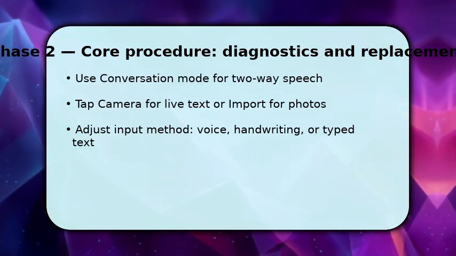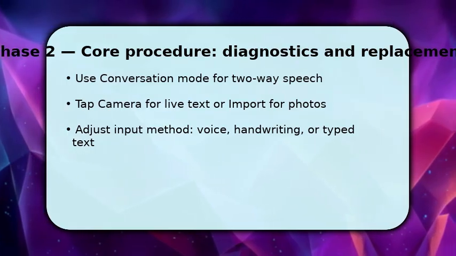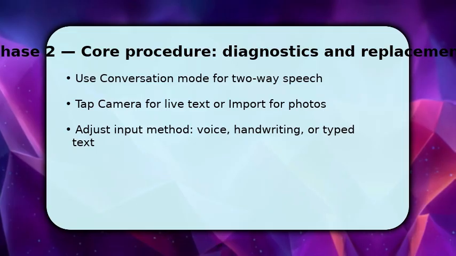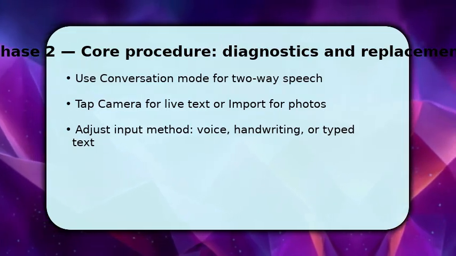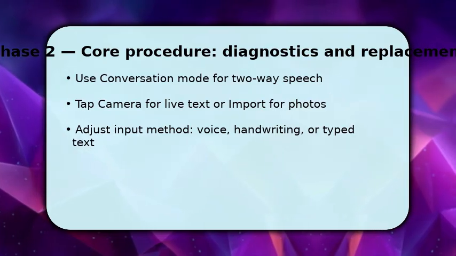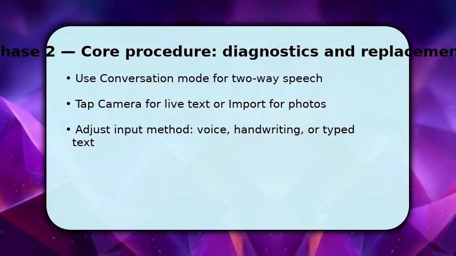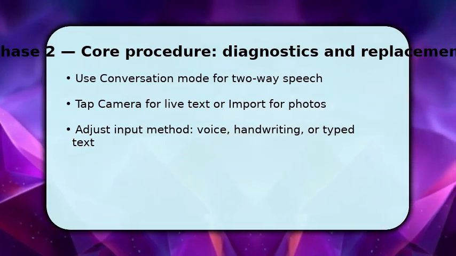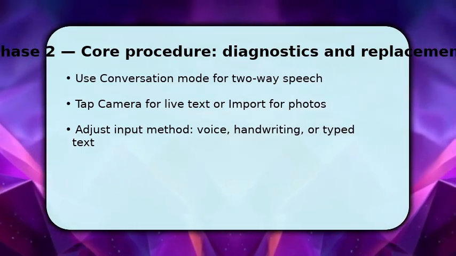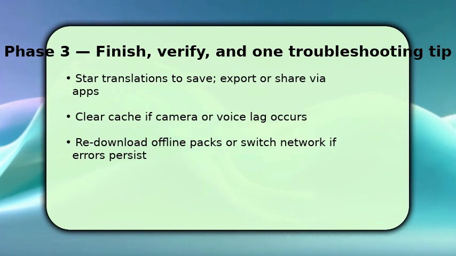For signs or menus, tap camera, point and scan, then highlight text to translate or import a photo for higher accuracy. Make sure to choose the correct input method, voice, handwriting, or typing, because accuracy hinges on matching source format to the tool. If pronunciation matters, tap the speaker icon and listen. You save useful translations by starring them, and you can share text or screenshots via other apps when needed.